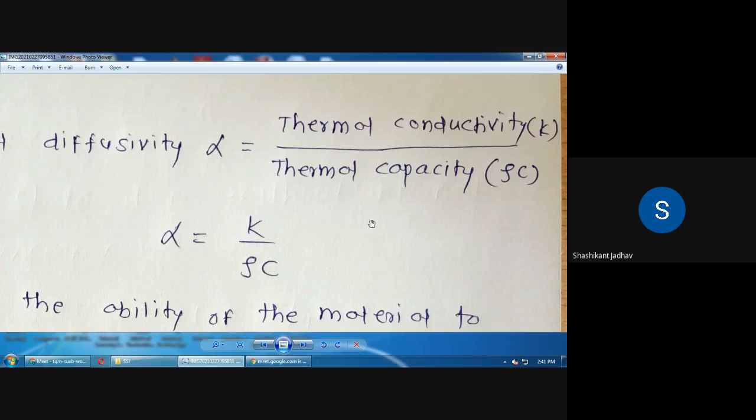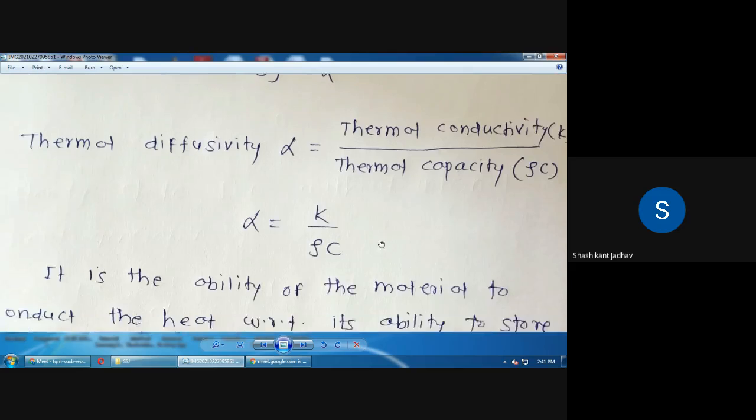So from that, alpha is equal to K upon rho C. In yesterday's general heat conduction equation, one term is there, K by rho C. So instead of K by rho C, we have put alpha. In the form of thermal diffusivity, we have written the general heat conduction equation. So alpha is equal to K upon rho C.